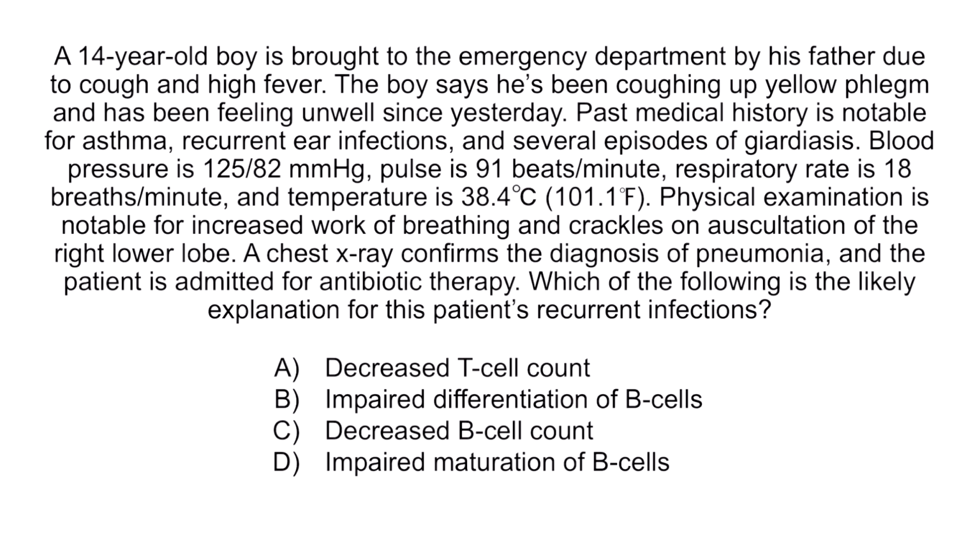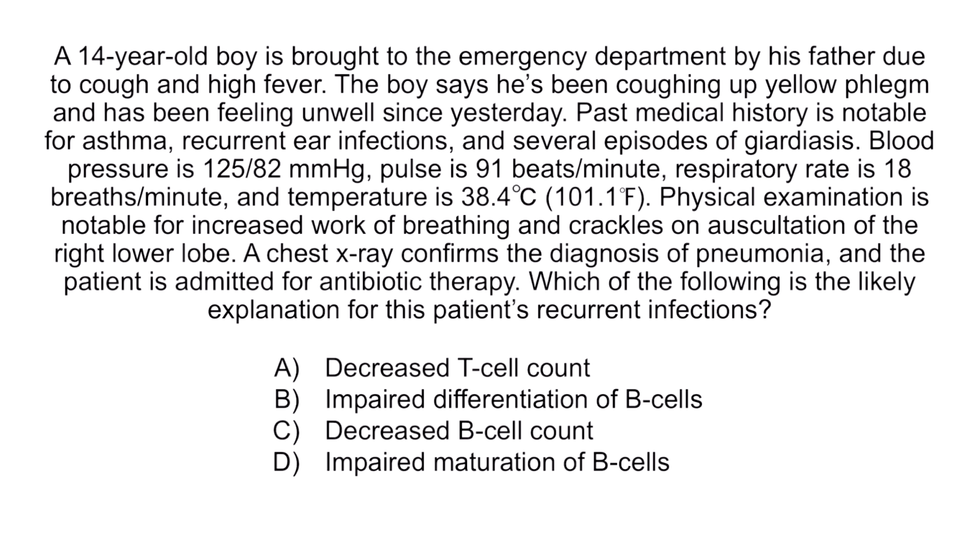A 14-year-old boy is brought to the emergency department by his father due to cough and high fever. The boy says he's been coughing up yellow phlegm and has been feeling unwell since yesterday. Past medical history is notable for asthma, recurrent ear infections, and several episodes of giardiasis. Blood pressure is 125/82, pulse is 91, respiratory rate is 18, and temperature is 38.4 degrees Celsius. Physical examination is notable for increased work of breathing and crackles on auscultation of the right lower lobe. A chest x-ray confirms the diagnosis of pneumonia, and the patient is admitted for antibiotic therapy.